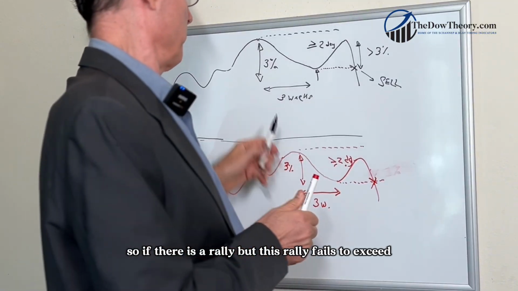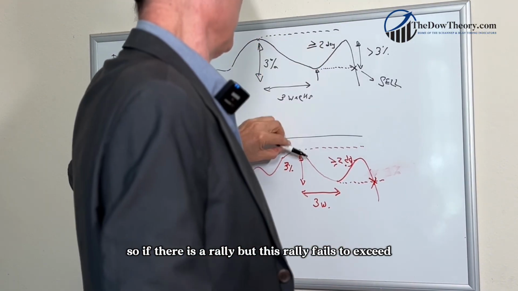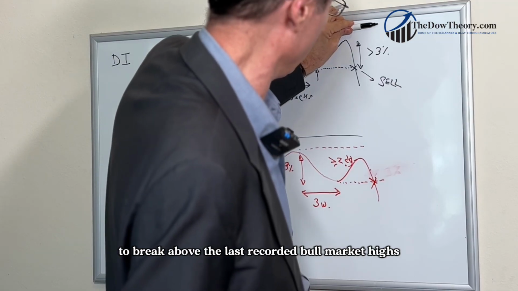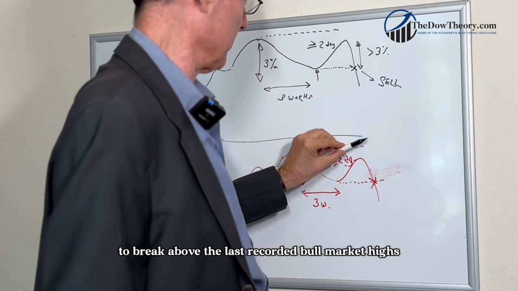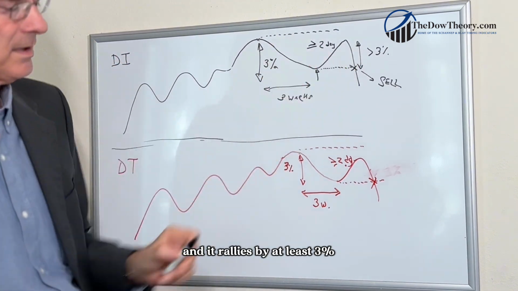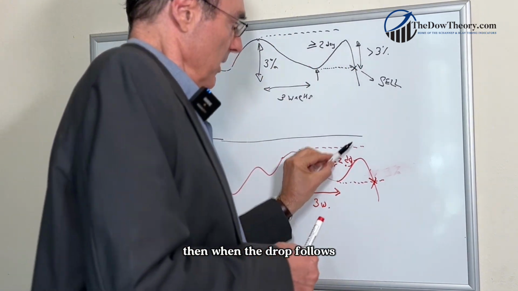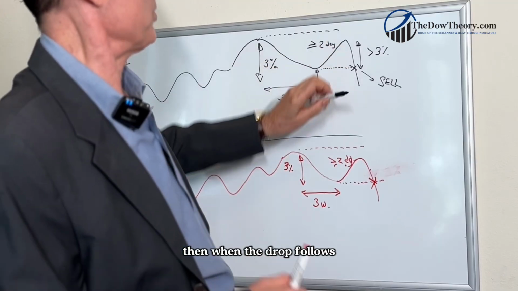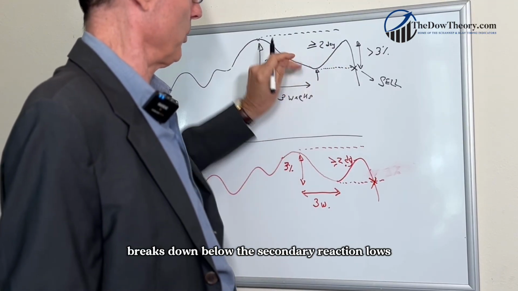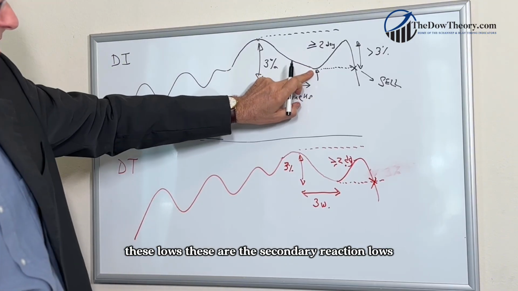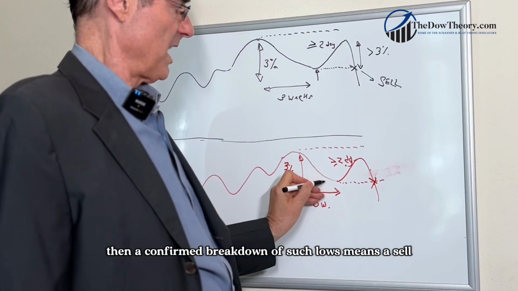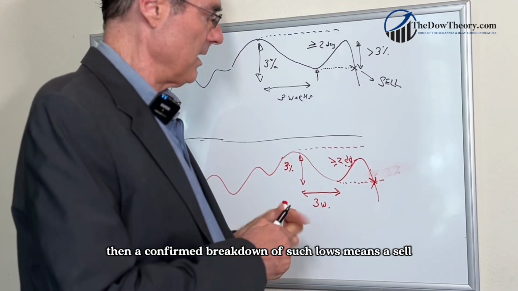So if there is a rally, but this rally fails to break above the last recorded bull market highs, and it lasts at least 2 days, and it rallies by at least 3%, then when the drop follows, if this decline breaks down below the secondary reaction lows, these are the secondary reaction lows, then a confirmed breakdown of such lows means a sell signal.